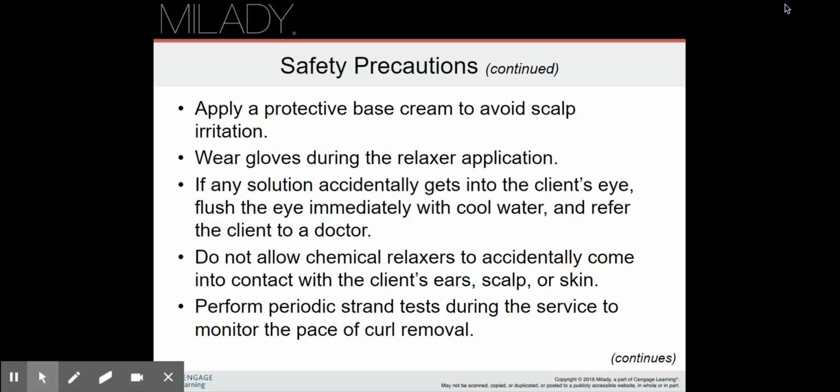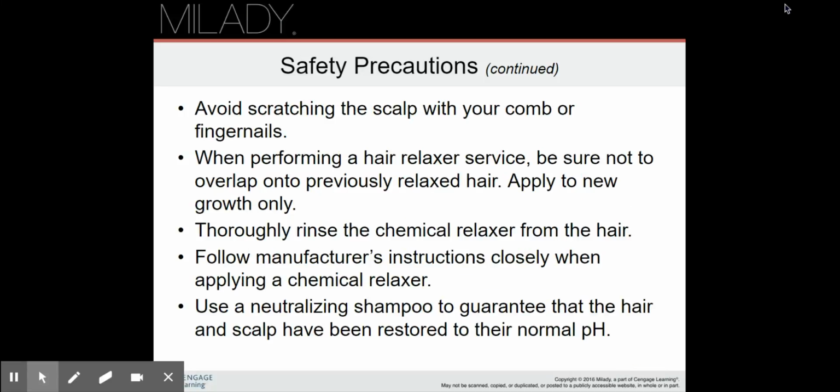Perform periodic strand tests during the service to monitor the pace of the curl removal. Avoid scratching the scalp with your comb or fingernails. When performing a hair relaxer service, be sure not to overlap onto previously relaxed hair. Apply to new growth only, otherwise you're going to get breakage. Thoroughly rinse the chemical relaxer from the hair. Follow the manufacturer's instructions closely when applying a chemical relaxer. Use a neutralizing shampoo to guarantee that the hair and scalp have been restored to their normal pH.